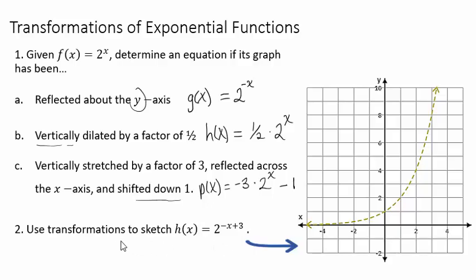Well, let's say we also want to use transformations to sketch the graph of this function, h of x equals 2 to the negative x plus 3. So the first thing I'm going to do is try to rewrite it by factoring out a negative from both terms in the exponent. That way we can see that there are two transformations that have occurred. One, there's a reflection about the y-axis due to this negative. Second, there is a horizontal shift 3 spaces to the right.